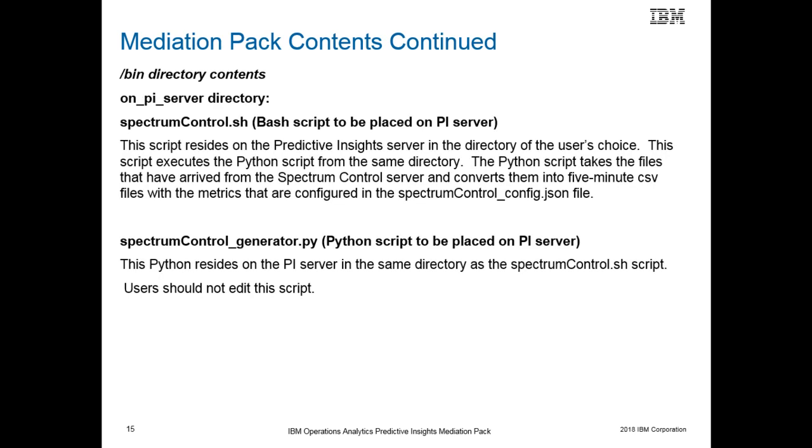In this slide we will discuss the scripts that will be executed on the Predictive Insights server. The Spectrum Control.sh script is used to launch the Spectrum Control_generator Python script, which takes the input files that were transferred from the Spectrum Control server and converts them into 5-minute interval CSV files. Note that users should not edit the Python script.